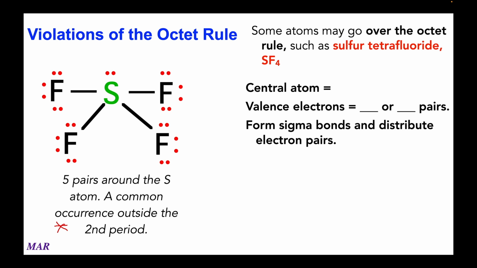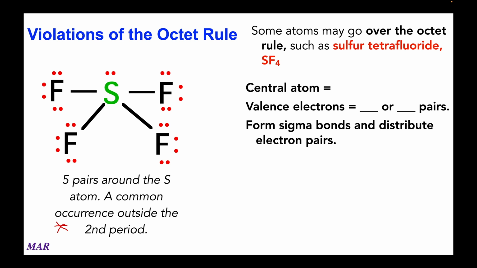So periods go left to right on the periodic table. The second period would be starting with lithium and going over to neon. And if you're outside the second period, like third period, fourth period, etc., sulfur, selenium, tellurium, these kind of things, they can have more than 4 pairs. It's also important to recognize then that the second period will never have more than 4 pairs. So what that means here is, again, carbon, nitrogen, oxygen, these things will always have 4 pairs. They won't go under, they won't go over, they have to have 4 pairs.